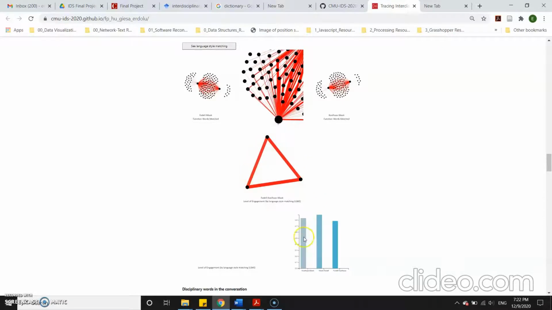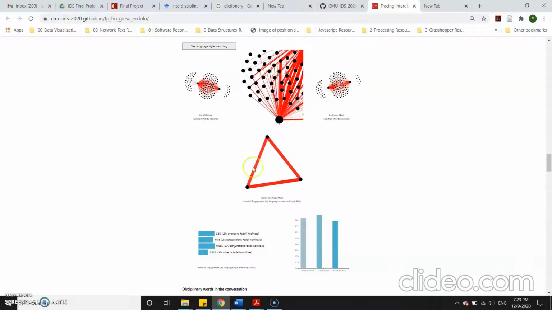The user can also click on the bar graph to see the breakdown of language style matching by different categories of function words. For instance, the user can see, even though Koolhaas and Padal shared more function words, when the frequency of function words is considered, they have a slightly lower degree of engagement through their discourses than the other pairs.